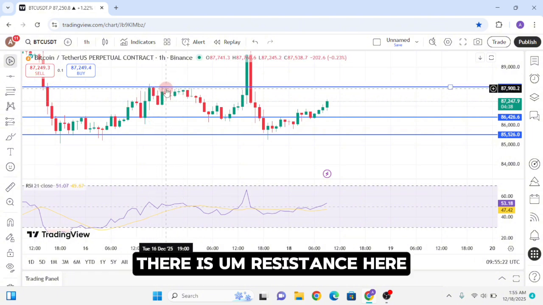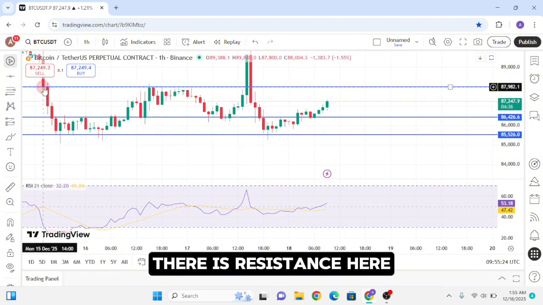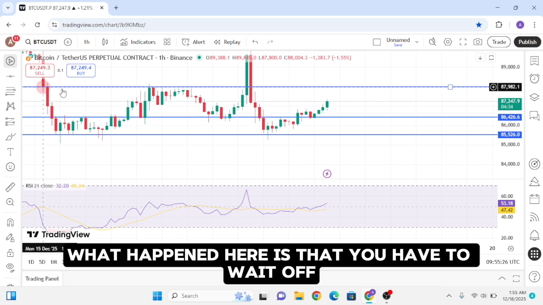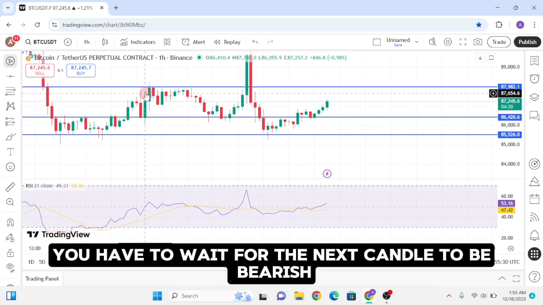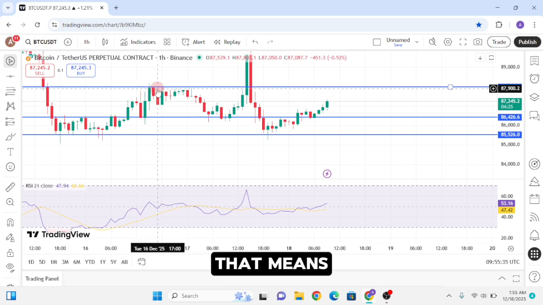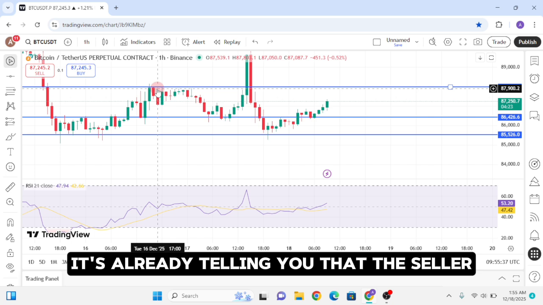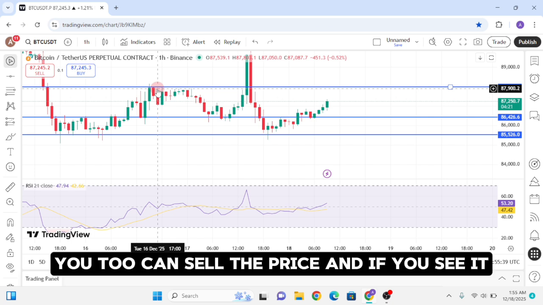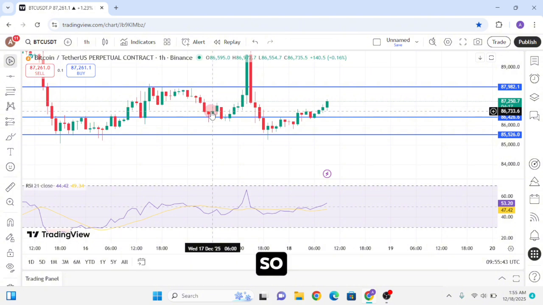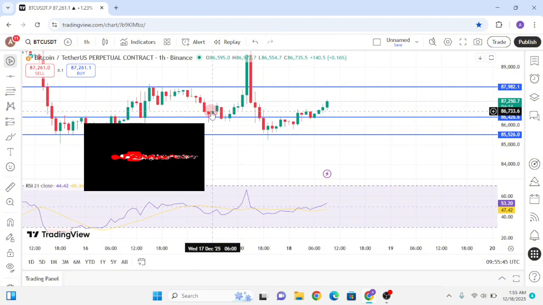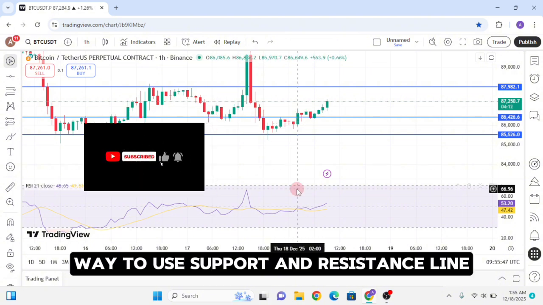So at this point, you see there is resistance here. There is resistance here. What happens here is that you have to wait. If you want to sell at this point, you have to wait for the next candle to be bearish. After the next candle is bearish, that means it's telling you that the sellers have already entered the market. You too can sell, and you will see the price come down. So that's the major way to use support and resistance lines with relative strength index.